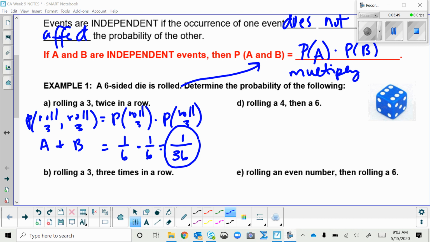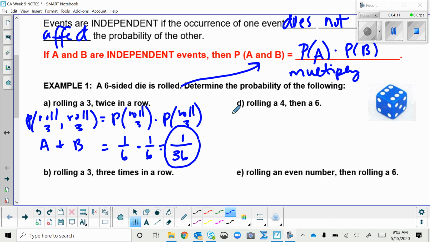Rolling a 4 and then a 6. So think about that for a second. There's no magic about whether you're rolling a 3 each time from part A, or a 4 first and then a 6 second for part D, because they're all independent of each other. So it should come out that it's the exact same probability, right? Even though the numbers are different. So let's figure that out.